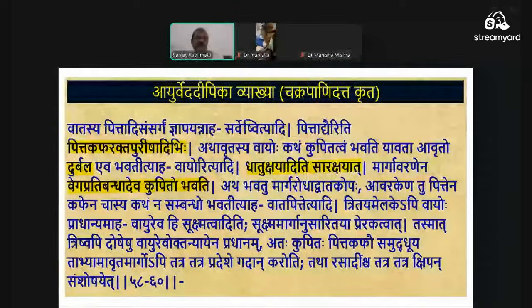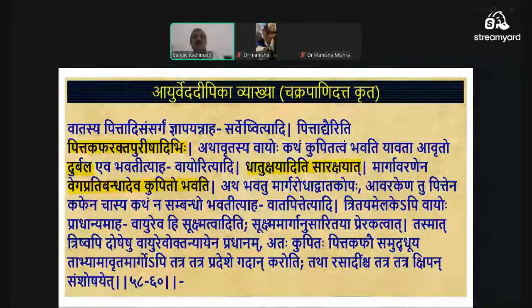Dhatukshaya will not happen until there is a sarakshaya. So the sarakshaya concept is there in Sthaulya. The sarakshaya concept is there in the Santarpanottha vikaras like Pandu. So here also sarakshaya will be there. And whenever we say margavarana, the second nidana for Vata Vyadhi, the meaning of Marga Avarana is beautifully told by Chakrapani, saying that Vega Pratibandhat eva kupito bhavati.